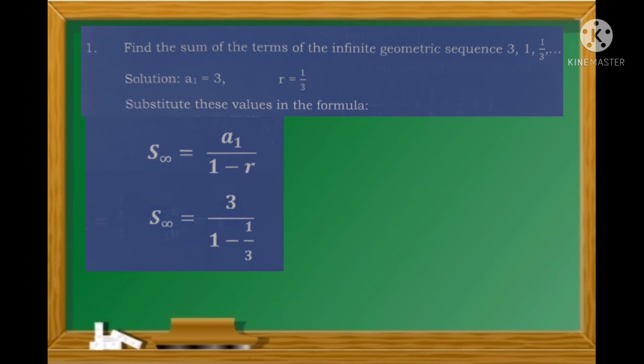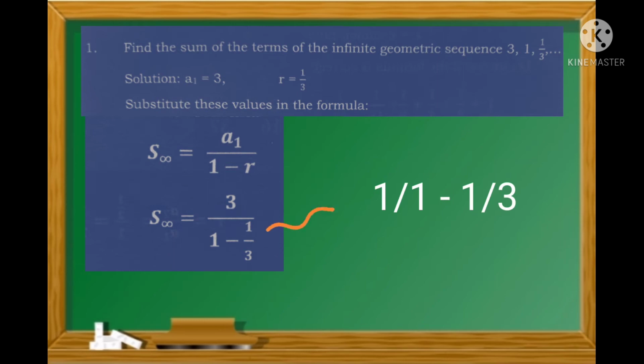Then, we will substitute the values of a sub 1 and r in the formula. That becomes sum to infinity is equal to a sub 1 is 3 over 1 minus the value of r is 1/3. The next thing to do is we will simplify what is in the denominator. 1 minus 1/3. How to subtract a whole number and a fraction.